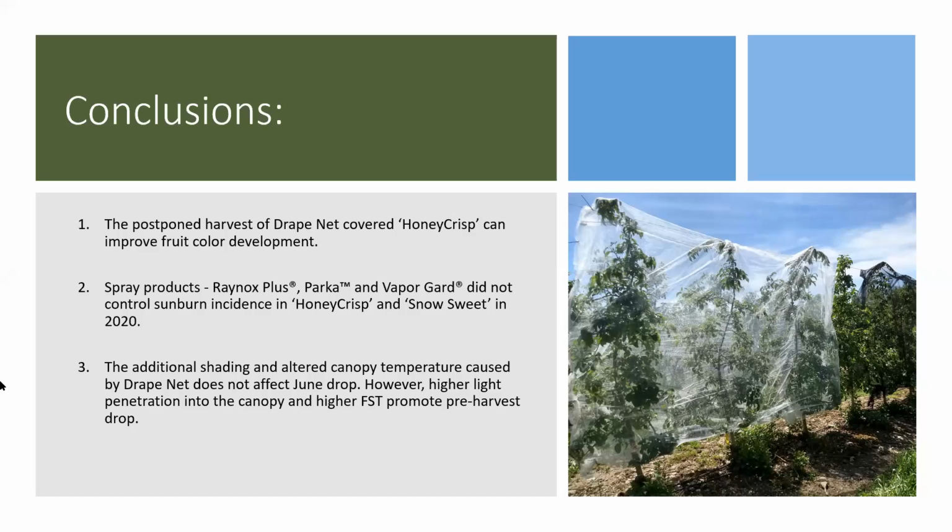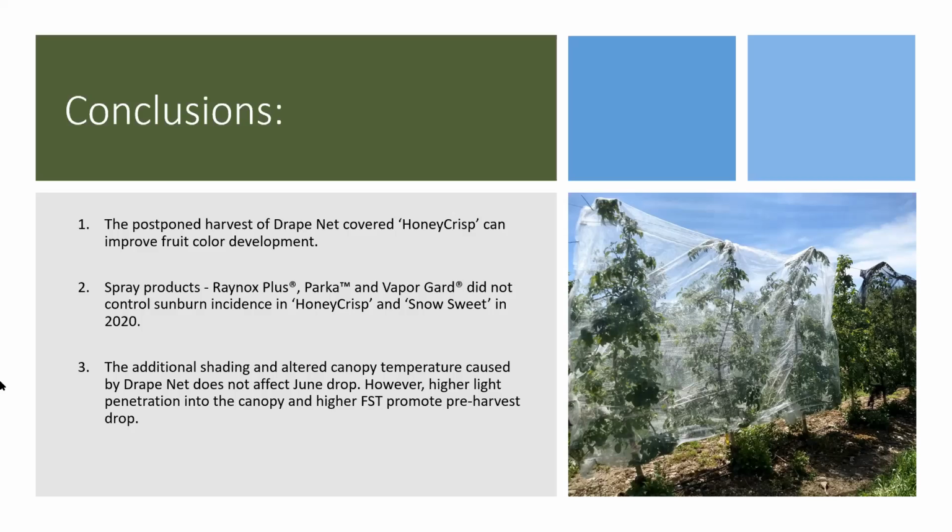And what we learned at the end is that postponed harvest of drape net covered Honeycrisp can improve fruit color development. However, the more harvest has been postponed, the more fruit will drop due to intense light and high temperature under the nets. Also, spray products Renox Plus, Parka, and Vapor Guard did not control sunburn incidence in Honeycrisp and Snow Sweet in 2020. It is encouraging to see that Vapor Guard may reduce fruit surface temperature to some extent.